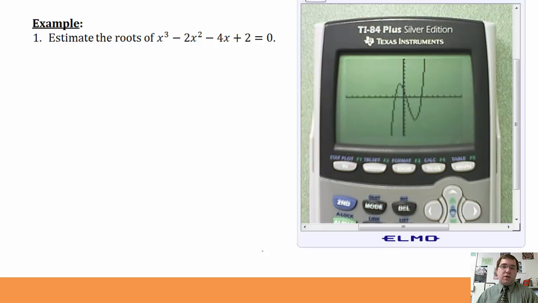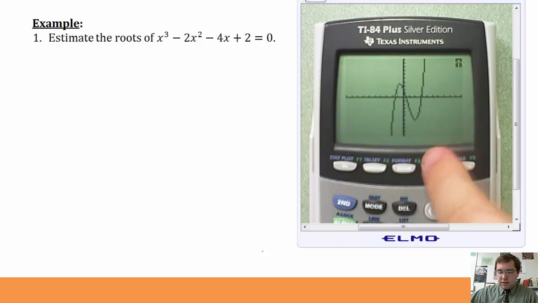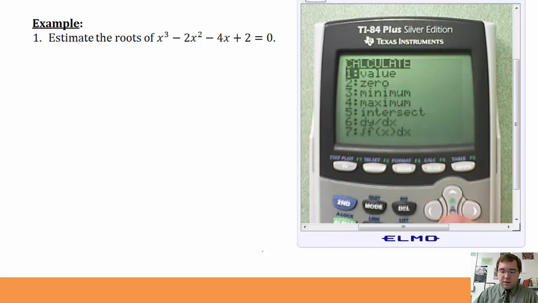I know this is a cubic equation. I know it should have 3 roots. I see 3 places where it crosses the x-axis, I mean 3 x-intercepts. That means all 3 of my roots happen to be real numbers, so I can find them. My calculator can do that for me. To do that, I click second, calculate, which is the trace button. And then I go down to number 2. I want to find a 0. Remember, x-intercepts of my graph are the zeros of my functions. So I want to find a 0.